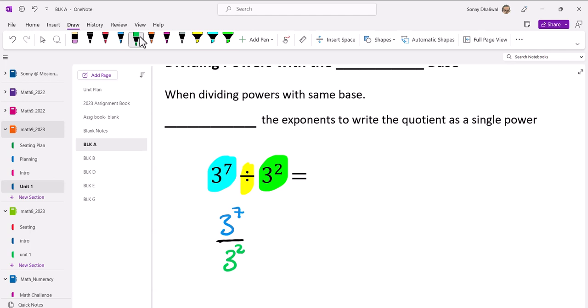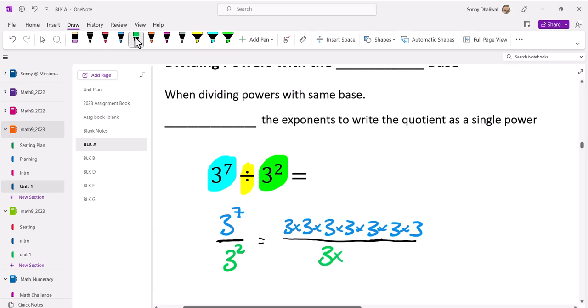Write down what it is. So this top, the numerator, we have 7 3s. In the denominator, we have 2 3s. So I'm going to write that out. On the top, I have 7 3s. 1, 2, 3, 4, 5, 6, 7. On the bottom, I have 2 3s. 1, 2.